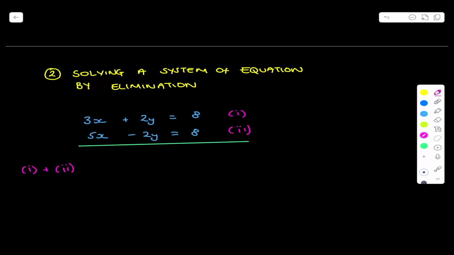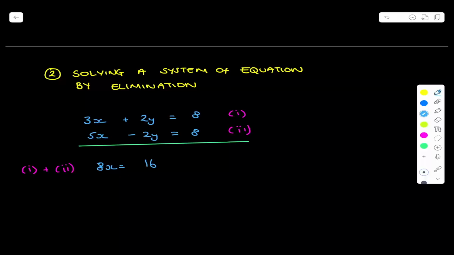Okay, so let's add them. So if I add 3x plus 5x, you get 7x, 2y plus -2y, which is 0, and 8 plus 8 equals 16. Okay, we're nearly there. Now what do we need to do? I made a mistake, and hopefully you noticed it. 3x plus 5x is 8x. So it should be 8x equals 16.